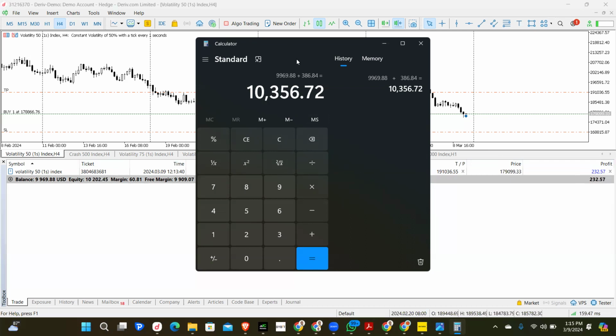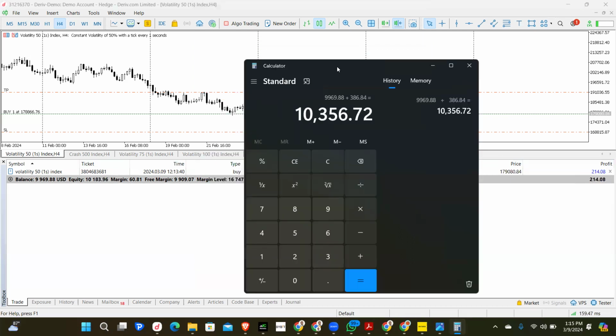Now, margin. If you look at this now, the margin is 60. All right, so the margin is 60. So that means in this $9,000 account, as long as I have $60, I can trade one lot on this. So that is what this simply means.